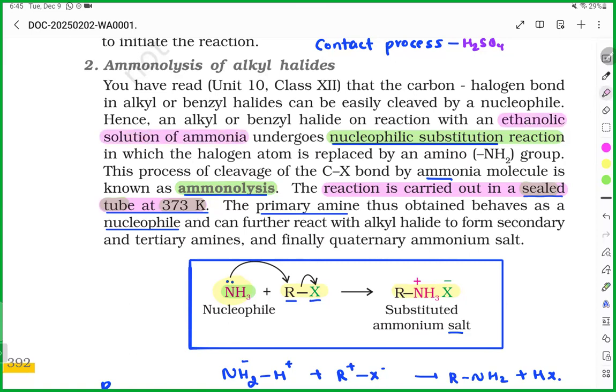But Samarth, usually when we take alcoholic solution, it does not undergo nucleophilic substitution reaction, right? For example, if you take KOH in aqueous solution, nucleophilic substitution reaction. KOH in alcoholic, dehydrohalogenation reaction. Don't you think it is going against that? Yes, sir. Makes sense?